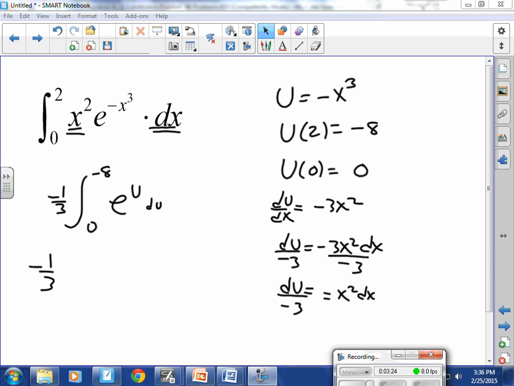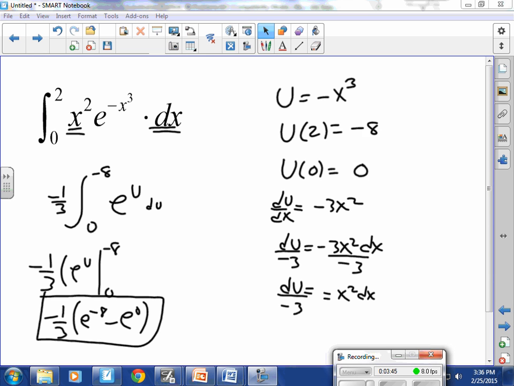Well, the antiderivative of e to the u times du turns out to equal e to the u. We're going to do that from negative 8 back to 0, and that's going to leave us negative 1/3 times e to the negative 8 minus e to the 0. Of course, e to the 0 would equal 1.